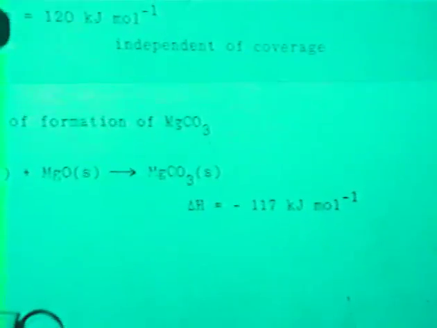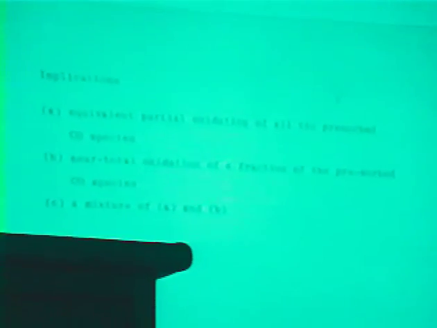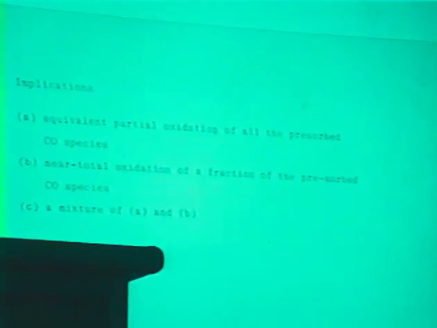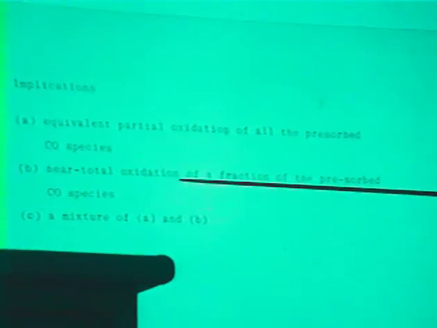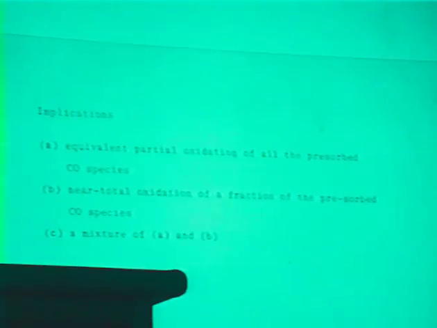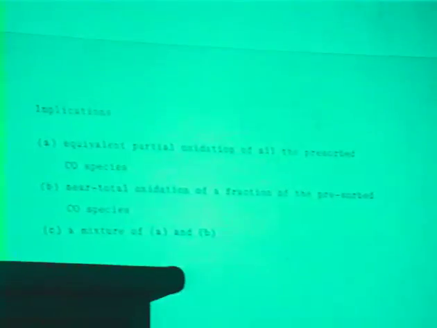So what are the implications? The implications are that there is either a kind of general partial oxidation of the complexes, or there is a near total oxidation of a fraction of the CO species, or there is a mixture of A and B.